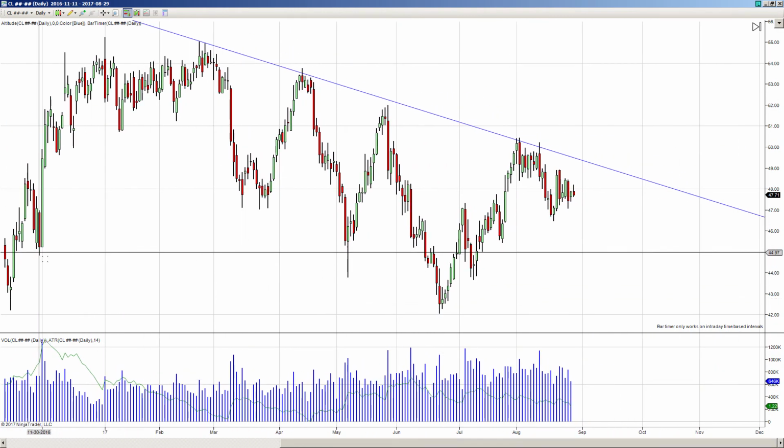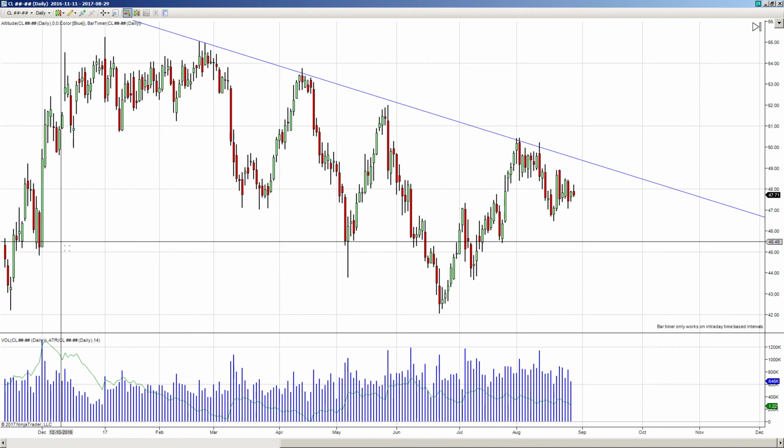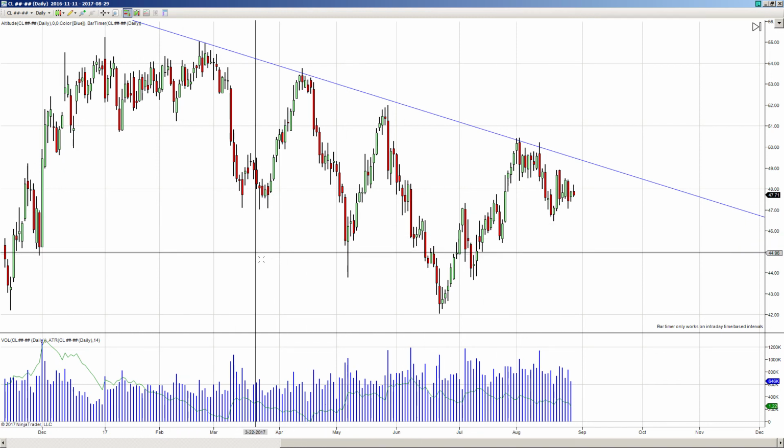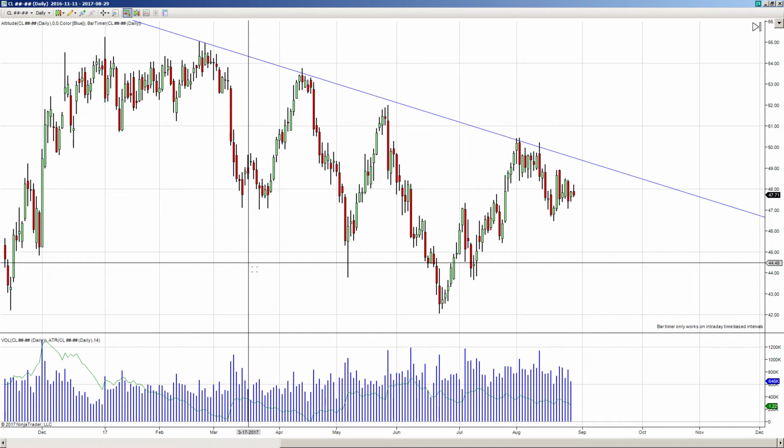And here we're looking at actually the entire year, starting at the beginning of 2017 moving forward. So this is a very large time frame. We can go down into smaller time frames, but the larger time frames really do illustrate trend lines the best.